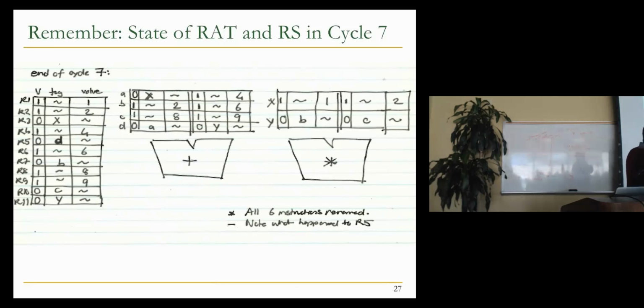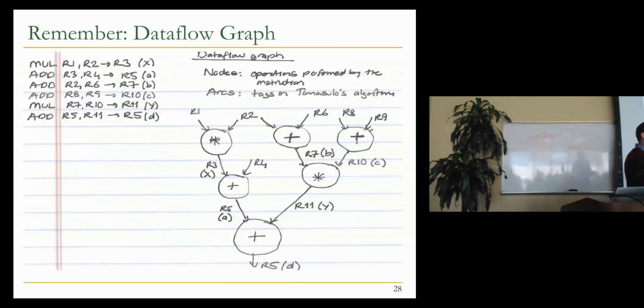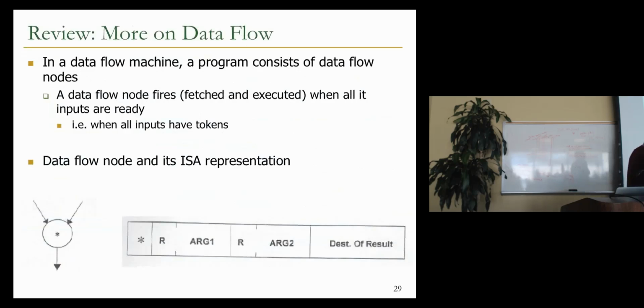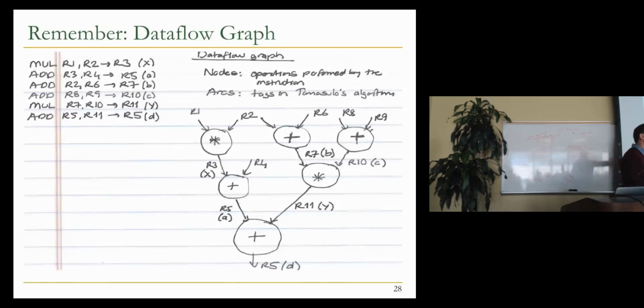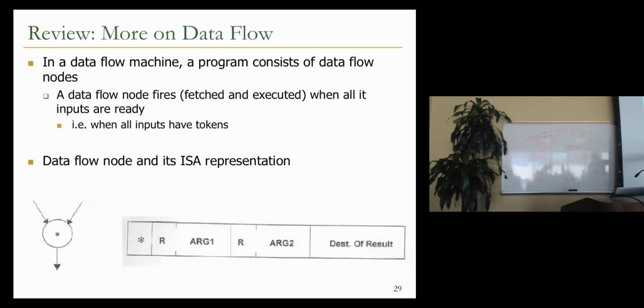Well, this is cycle 7 that we looked at before. Basically, an out-of-order machine forms the data flow graph dynamically, even though you have a control flow program. In a data flow machine, which I had shown you before, this data flow graph is the program, basically. You don't have registers. It's not expressed exactly this way, but it looks like this, basically. A program consists of data flow nodes, and a data flow node fires when all of its inputs are ready, when all of its inputs have tokens, right?